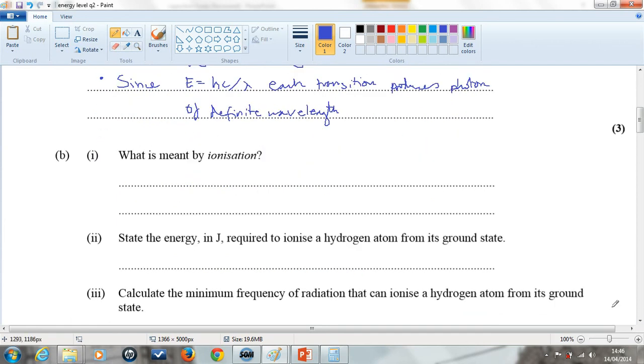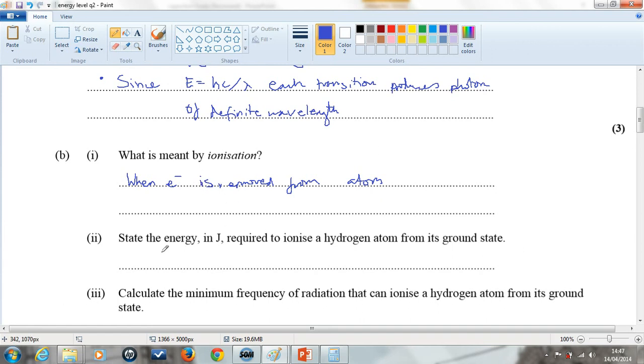Now the next question is a nice simple one. It says, what is meant by ionization? And ionization is just when an electron, and again write this out in full, is removed from an atom. So in terms of what's happening with our energy levels, it's able to get all the way up to the ionization level.